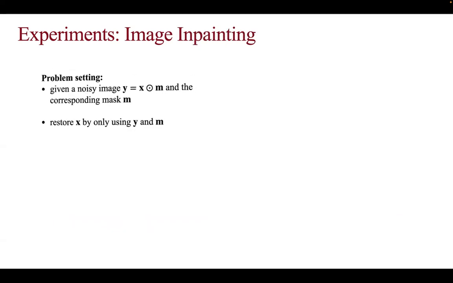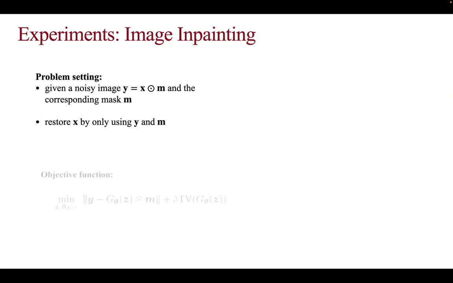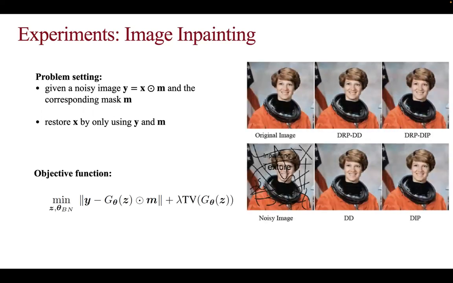We then conduct experiments on image inpainting. We are given a noisy image Y and the mask M. Our goal is to restore its underlying clean image X. The objective function can be formulated as this. The right figure shows the visual comparison of all methods, deep decoder and deep image prior. Visually, the restoration quality of our methods looks similar to deep decoder and deep image prior.